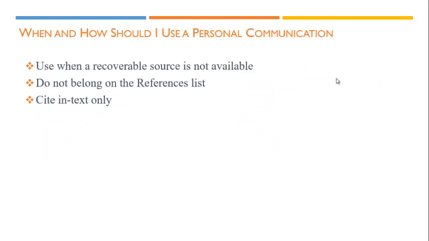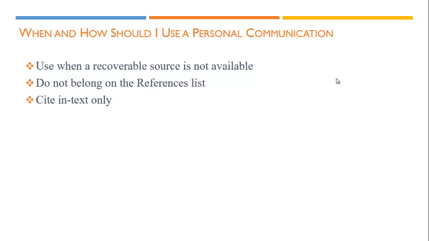The APA handbook also states that it's best to use a recoverable source if there is one available. For example, a professor's lecture may include information about a research study. If the original study is available, it is better to use that as the source. If the information is not printed, it's okay to cite the lecture as a personal communication.